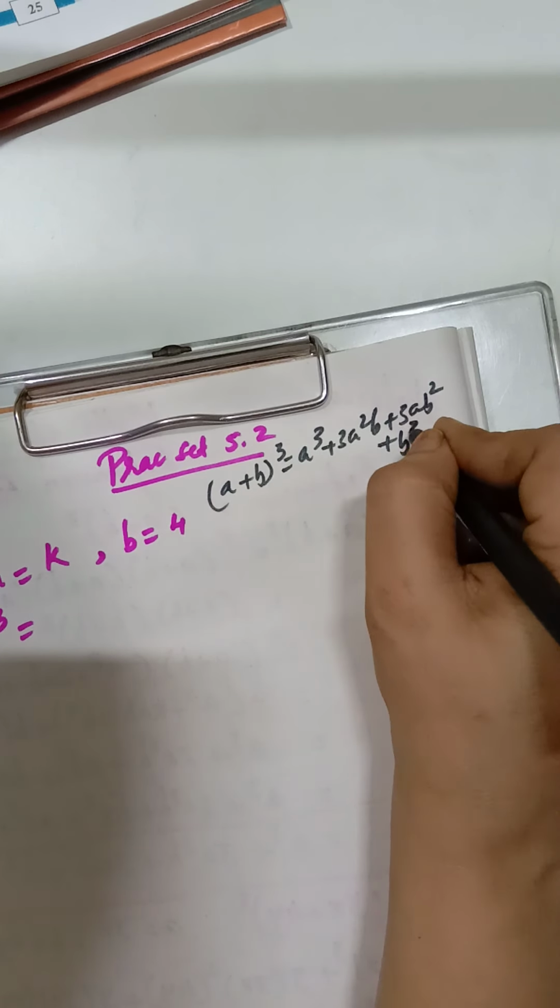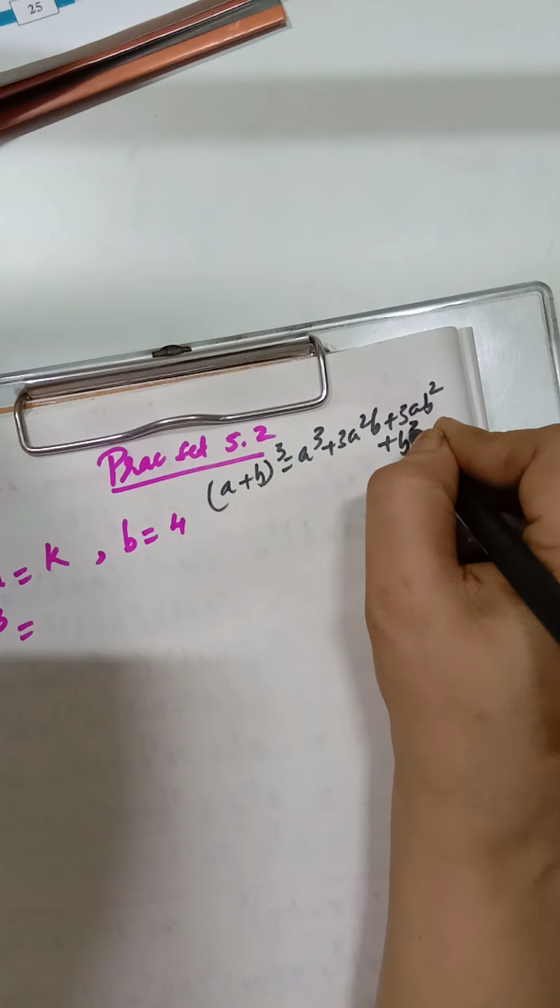Now let's start with the second sum, second question, that is 7x plus 8y the whole cube. So this is equal to 7x plus 8y the whole cube. Now your a is equal to 7x and your b is equal to 8y. Now a cube, as per the formula, a is nothing but 7x the whole cube plus 3 a square, that means 7x square into b, that is 8y, plus 3 a, that means a b square. So what is your b square? 8y square plus 8y the whole cube.